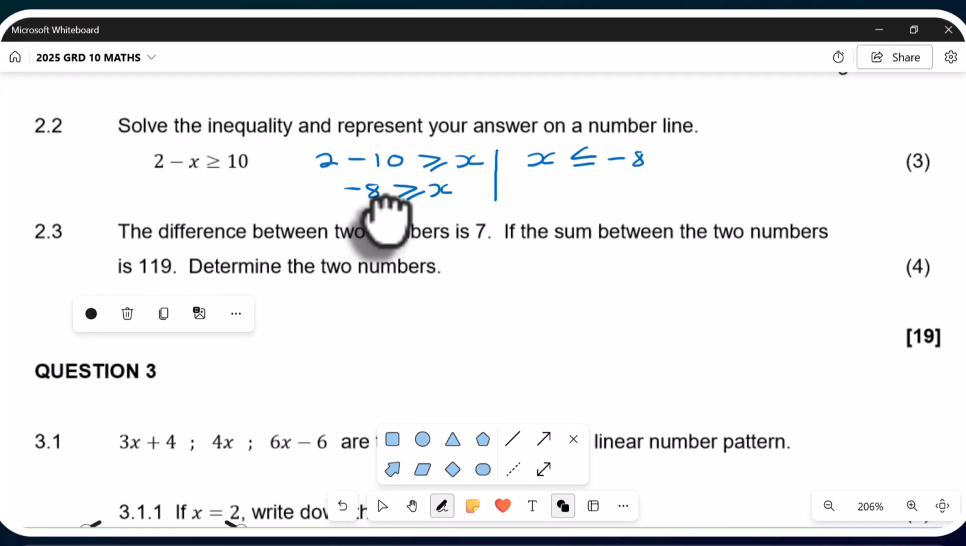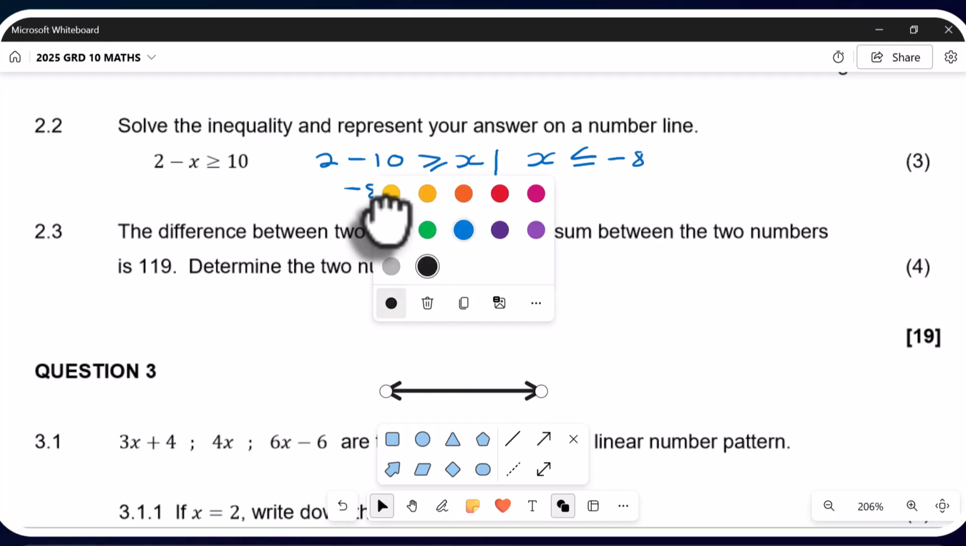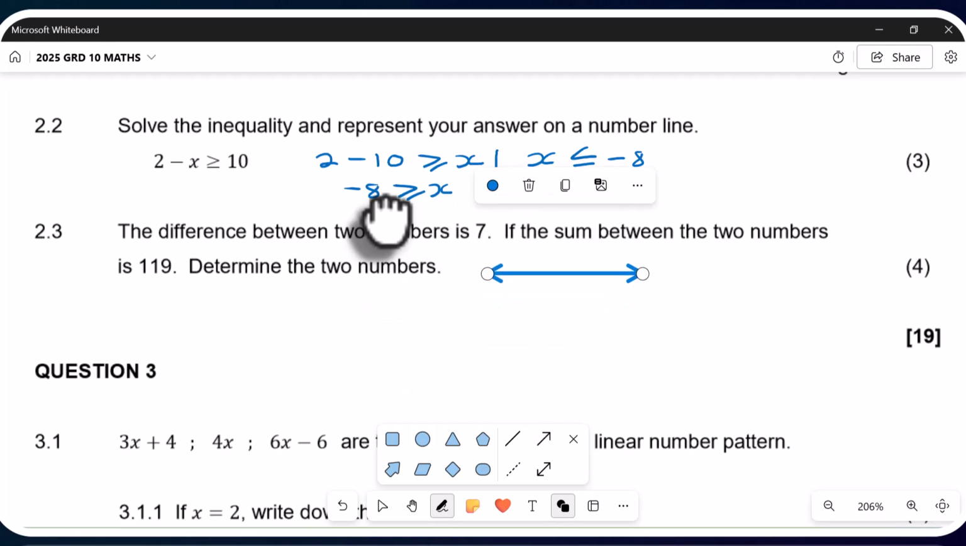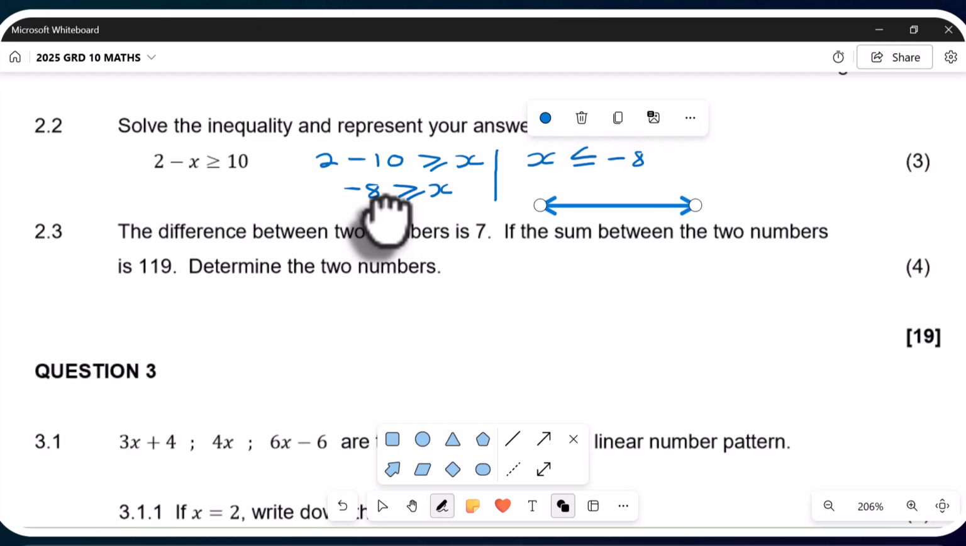Okay, then we are done. When you add them, 119. When you subtract them, 7. You see, that's good. So it's a good question.